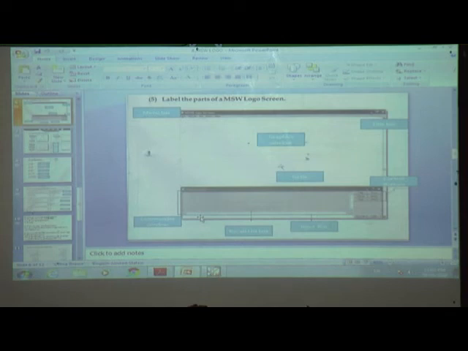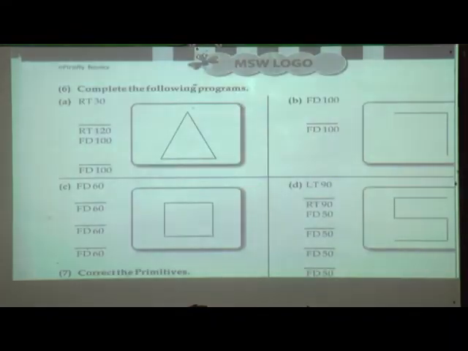Now we will see our next part. Next question. What is the question? Complete the following program. We have to write the triangle, which means we have to write the missing commands. What is the first command they have given? RT. Then we have to write the missing command.